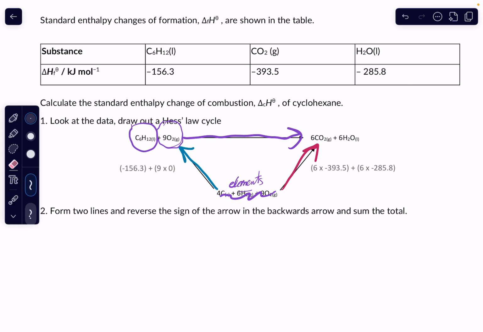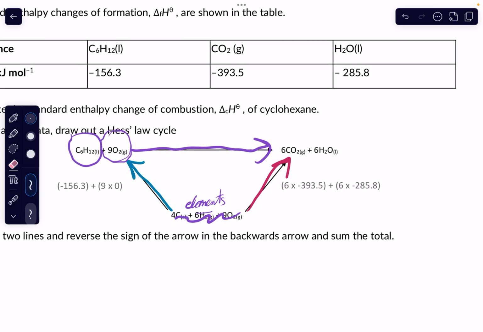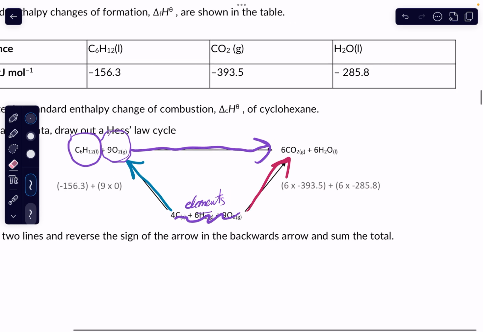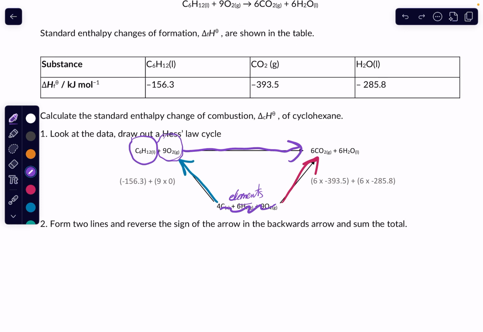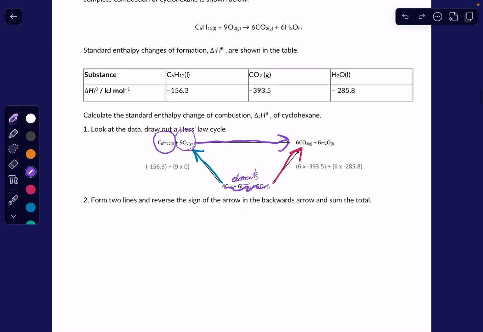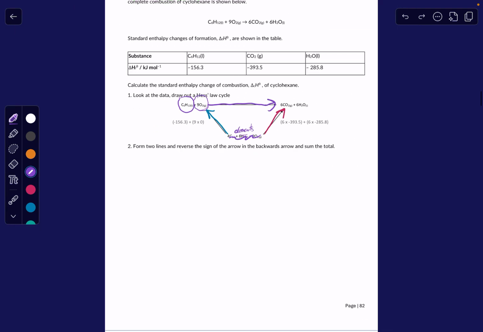There's our 0. On the other side, we've got some more maths that we need to do. When I form CO2 from its elements, I release negative 393.5. And I've got 6 of them, so I multiply that by 6. For water, I produce 6 as well. And then you can see there, I've multiplied that by 6. And then we're going to add those two things together. I'm not going to do the maths for you this time. I want you guys to do this one.